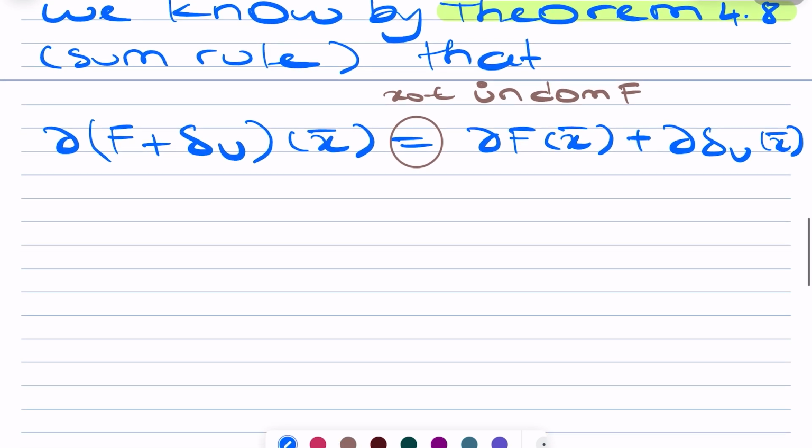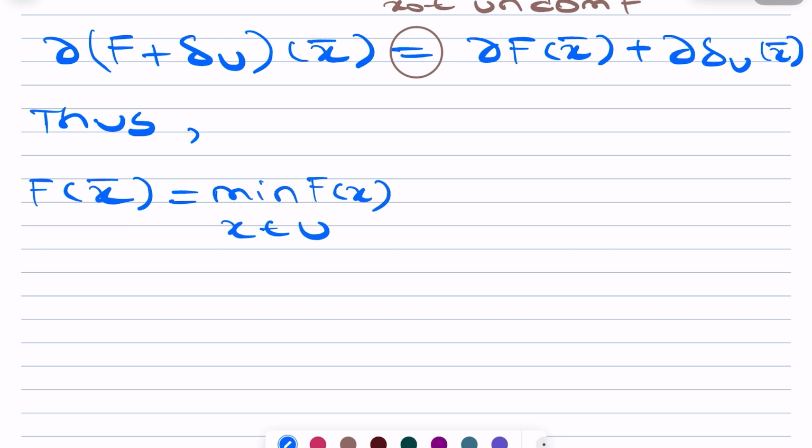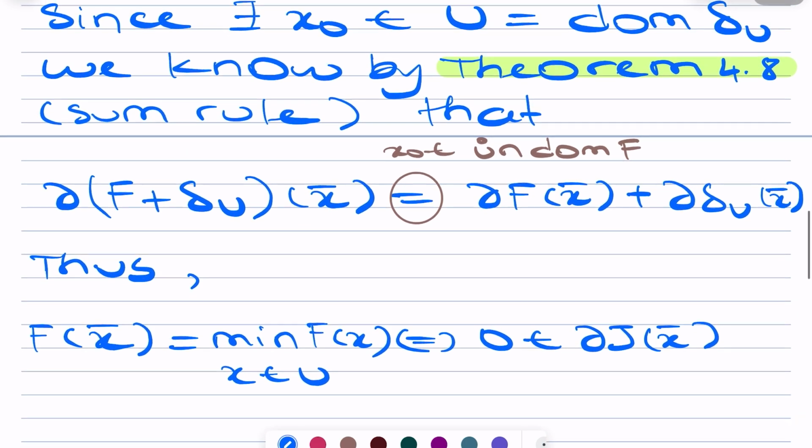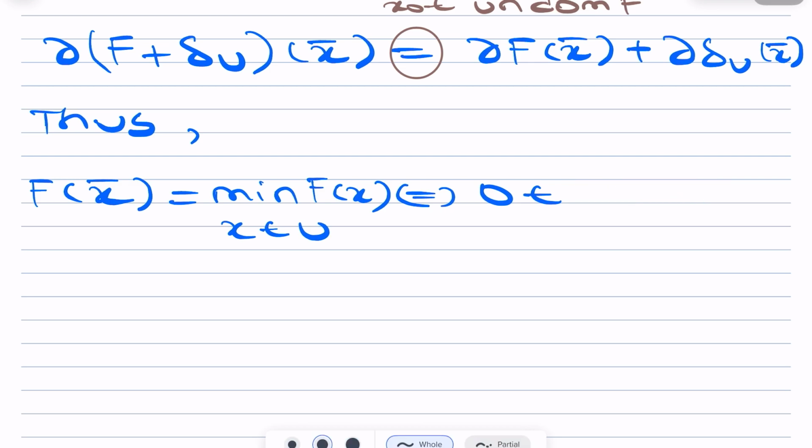So because of this, f of x bar is equal to the minimum of f of x over x in u. This is equivalent to saying that 0 is in the convex subdifferential of j at the point x bar. But we saw that this is the sum of the convex subdifferentials, so we just write 0 belongs to the convex subdifferential of f at x bar plus the convex subdifferential of delta u at x bar.